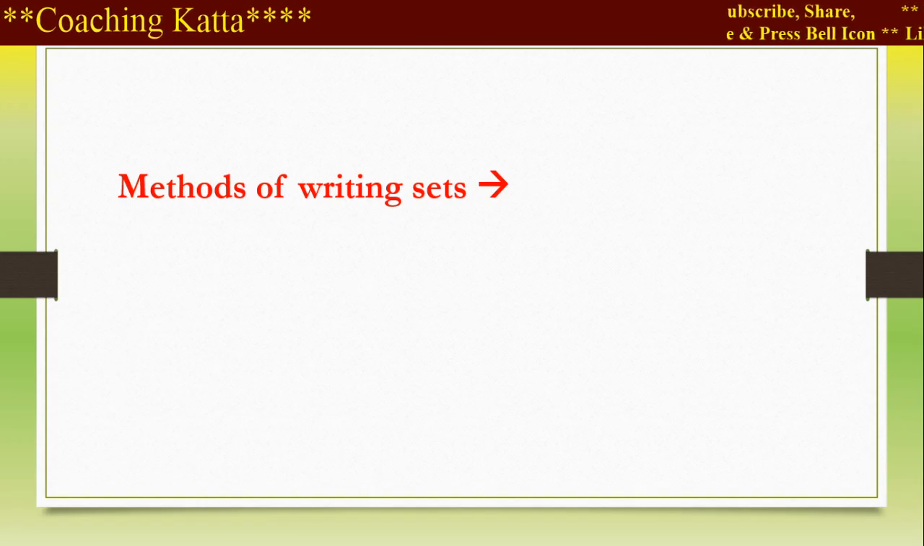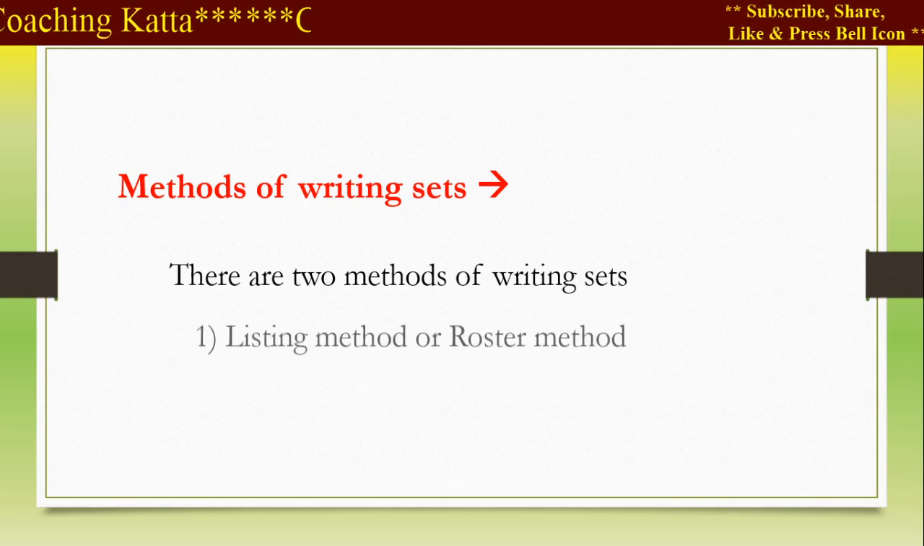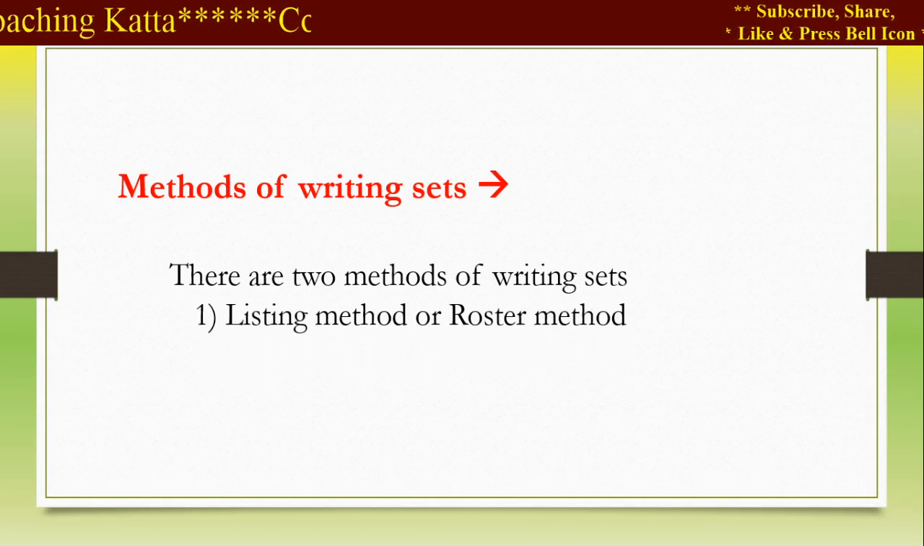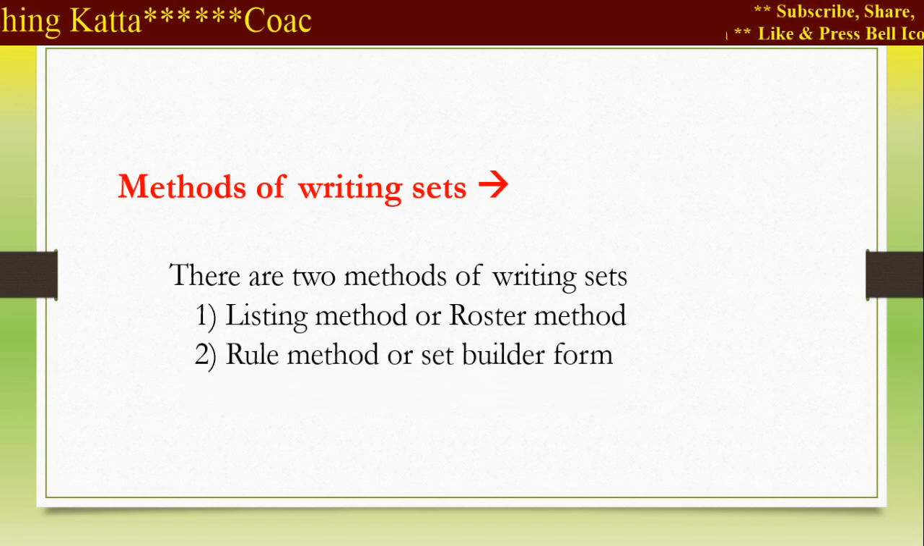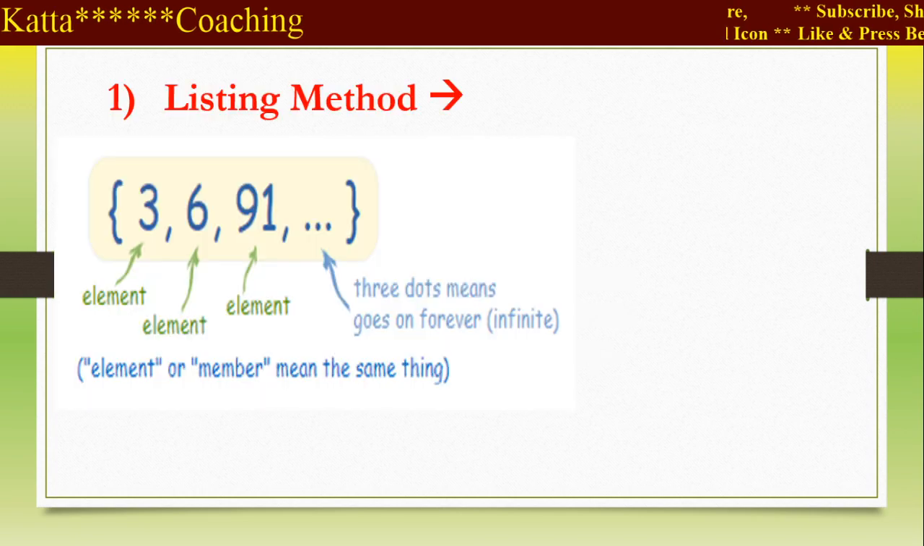Now, methods of writing sets. There are two methods of writing sets. First one is the listing method, or it is also known as roster method. And the second one is rule method or set builder form. So let us learn more about listing method. Observe the diagram.